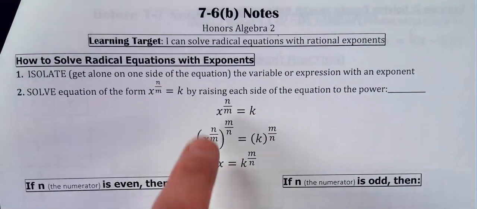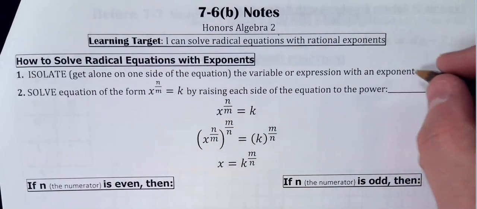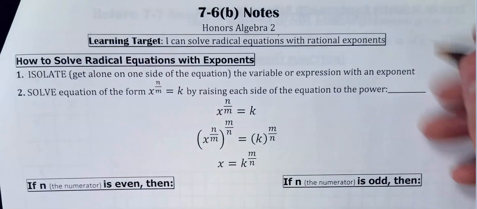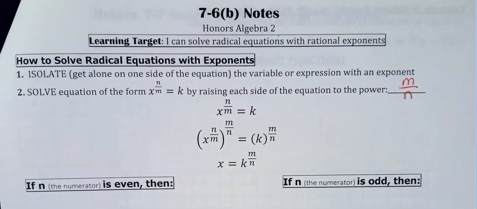Now, the way you solve this, and this is a little weird, but I'll explain it in a second. You raise both sides of the equation. My power in my original is n over m. You're going to raise both sides to the reciprocal of whatever that fraction is. So I'm just going to flip that over and it's m over n. I know this is just a general case, but whatever your fraction is, you're going to take both sides to the reciprocal power.